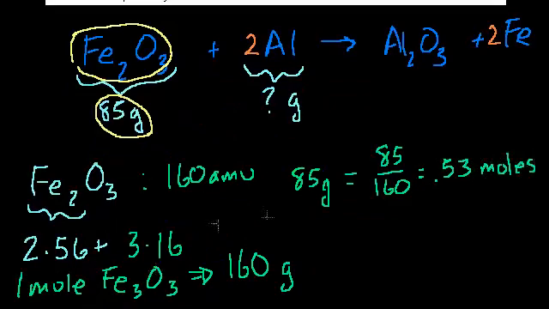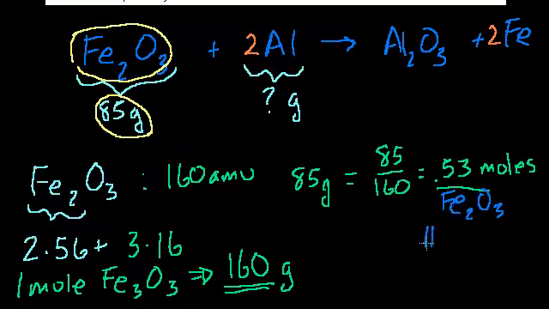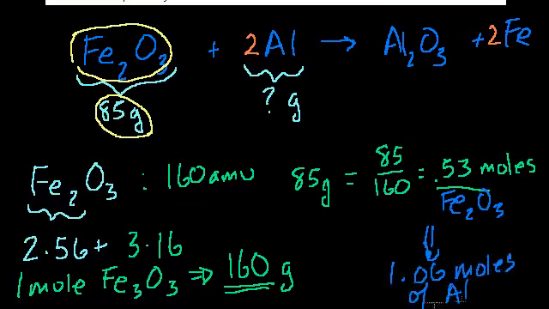So everything we've done so far in this green and light blue, we figured out how many moles 85 grams of iron 3 oxide is. And we said it's 0.53 moles, because a full mole would have been 160 grams, but we only have 85. And we know from this balanced equation that for every mole of iron 3 oxide we need 2 moles of aluminum. So if we have 0.53 moles of iron 3 oxide, then we're going to need twice as many aluminum. So we're going to need 1.06 moles of aluminum.